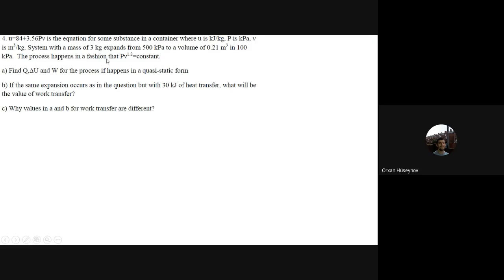The process happens in a fashion that P nu to the power of 1.2 is constant. These processes where you have P nu to the power of some value constant, not this one specifically, but generally P nu to the power of n constant, are called polytropic processes.